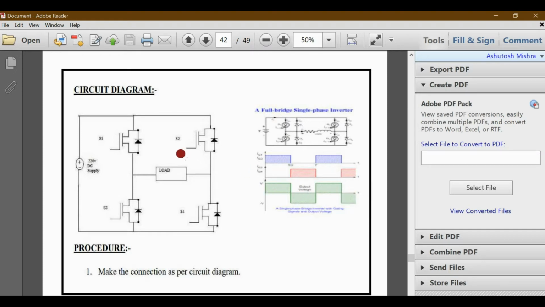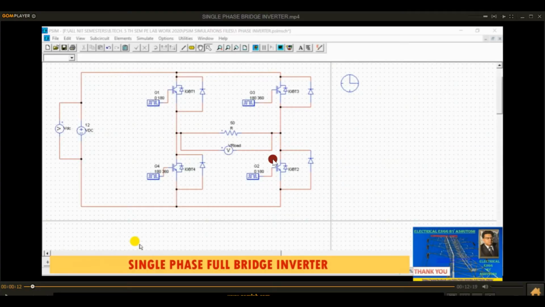Basically, we will discuss the working principle. T1 and T2, S1 and S4 in my diagram, IGBT1 in the upper leg and IGBT2 in the lower second leg, will operate simultaneously from the 0 to 180 degree cycle. So the conducting period is from 0 degree to 180 degree.